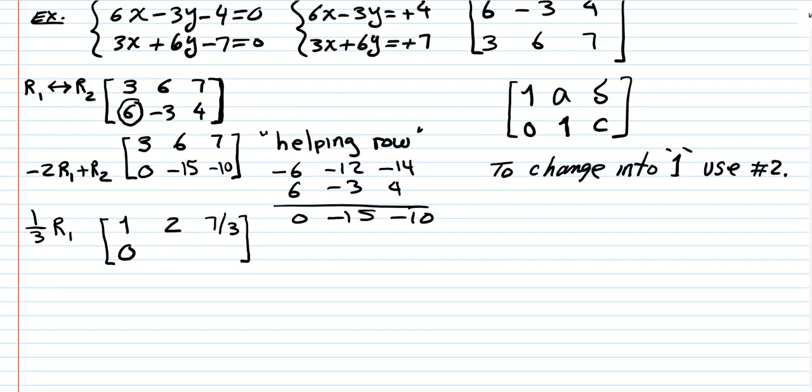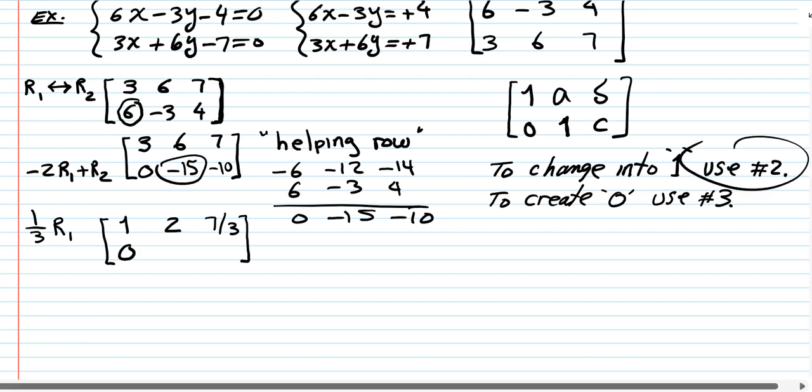To replace, that is, to create a 0. To create a 0, you need to use number 3 of the operations. You need help from another row. Okay, so I need to create a 1. Well, to create a 1, I need to multiply that row by something, by the reciprocal.